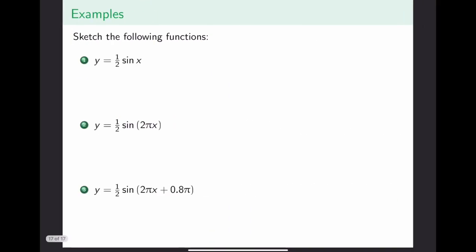Now, for the last set of examples in this lecture, let's take a look at sketching. So instead of having a graph to start with, we're going to start with the function and try to produce its graph. So first of all, I have sine x multiplied by 1/2. In all of these, the first step is to think about what the function that has not been modified in any way will look like.